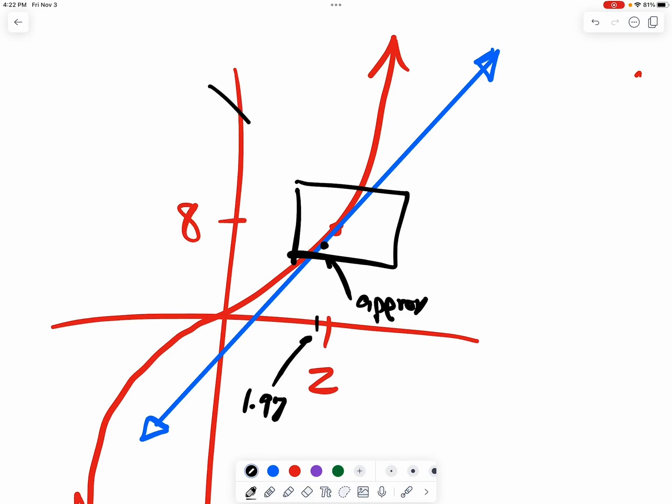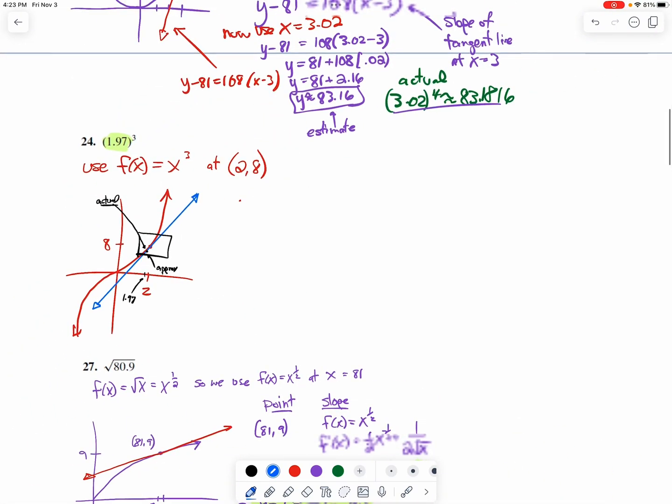And then the real curve right at 1.97, that is what's actually going to have the actual value. So we can see that our approximation, before we even do it, is going to be a little bit under. It's going to be an under approximation of what actually the value is. So here's what you do.